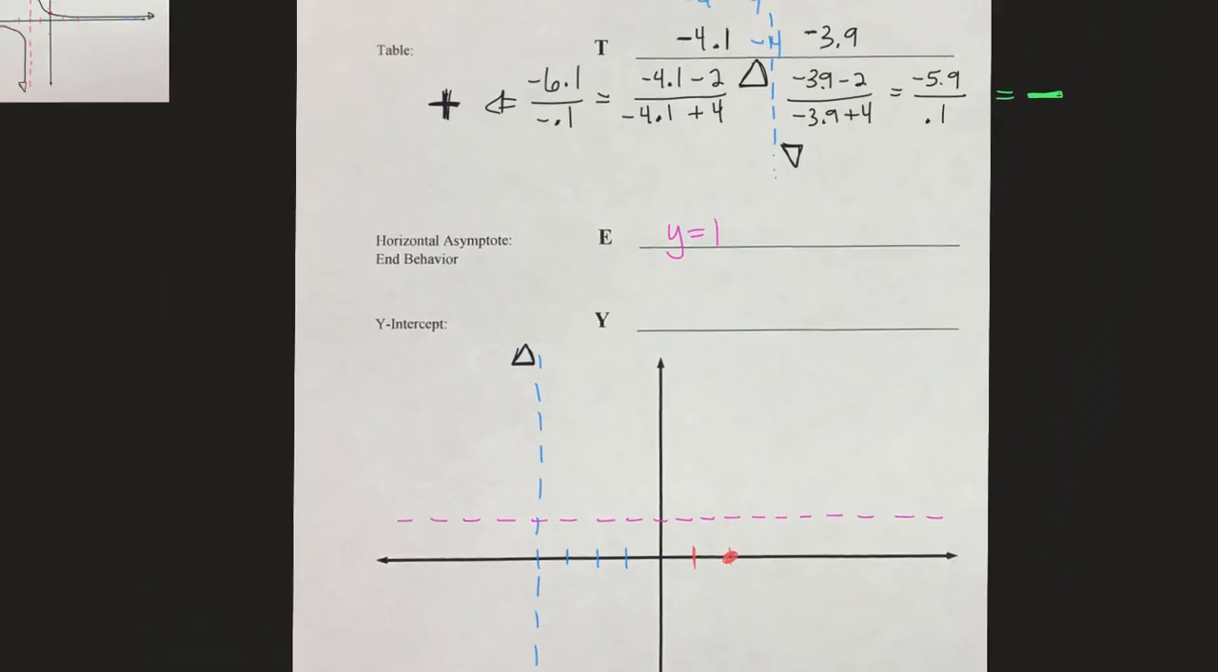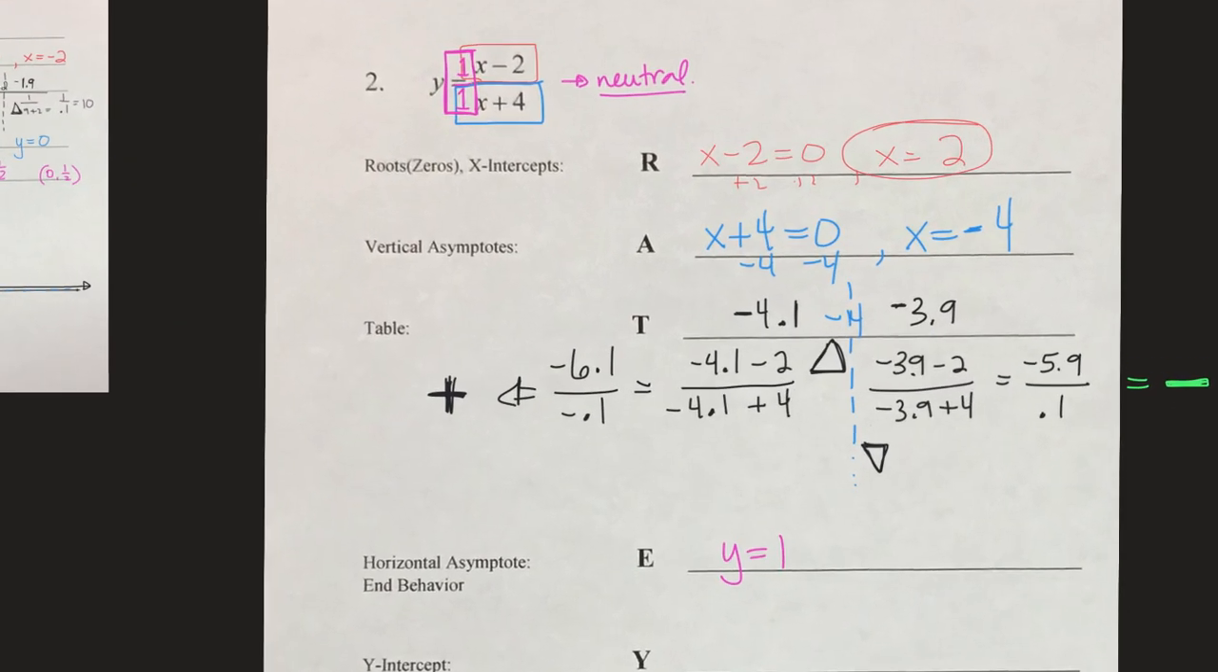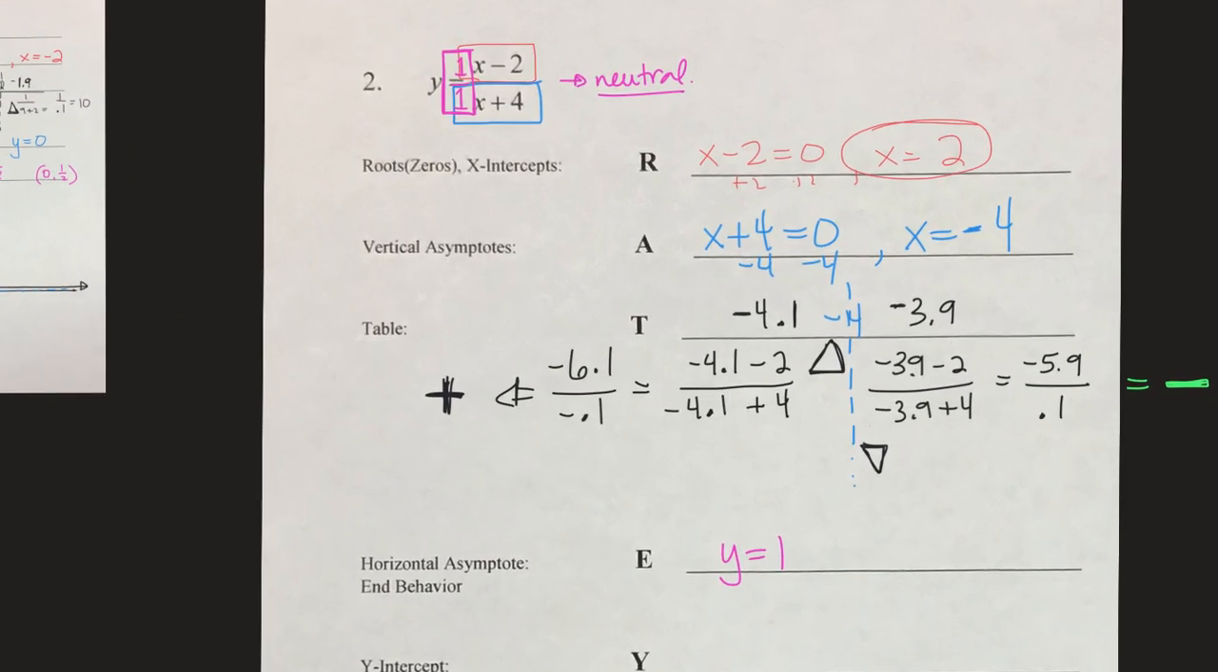So because it's neutral, we have x over x, x to the first over x to the first. That is neutrally heavy. It's the same power on top and bottom. So we have y equals 1.